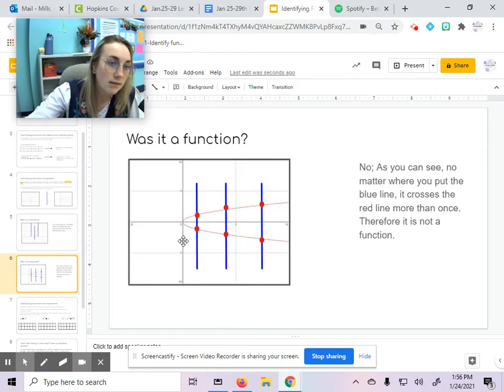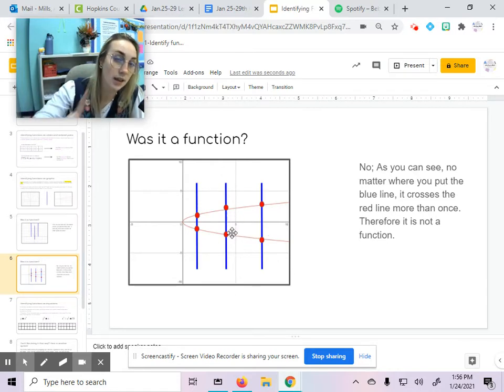But the second one, same thing. No matter where I put the line, it touches two different spots on that line. See, I have the little red dots that show you two different spots where it touches. Therefore, this is not a function. It can only touch one time.